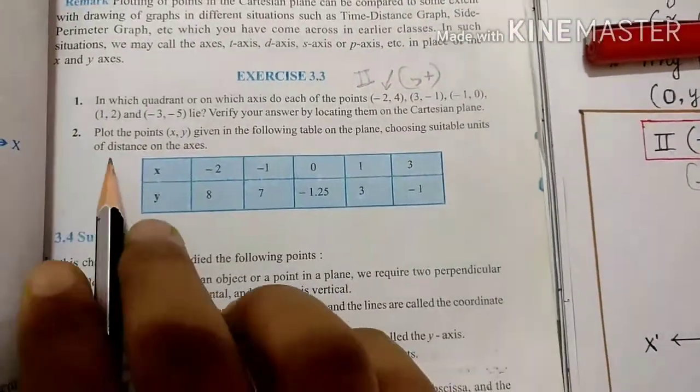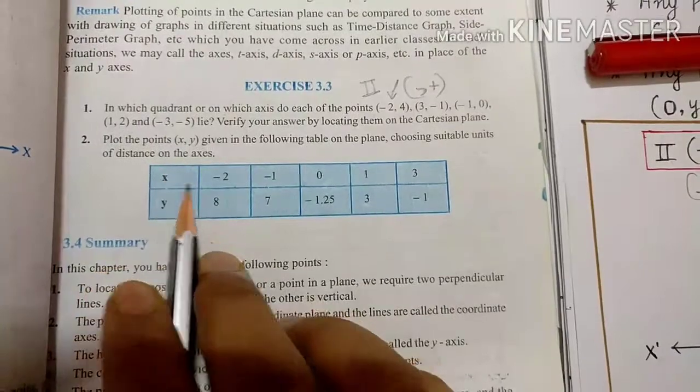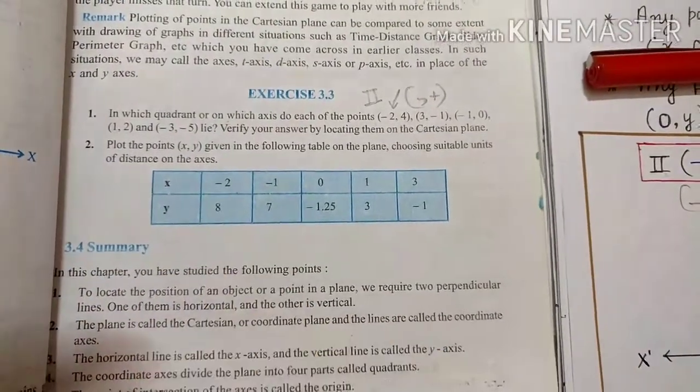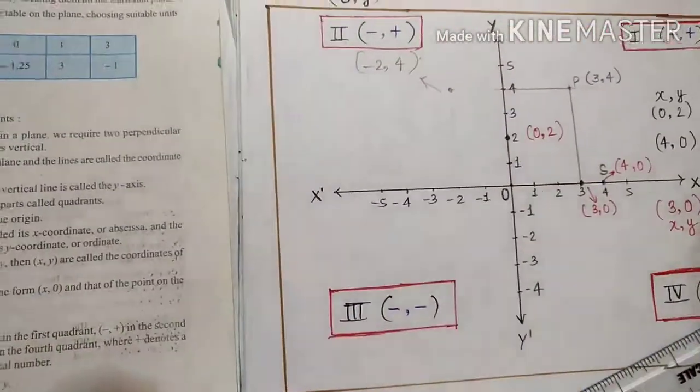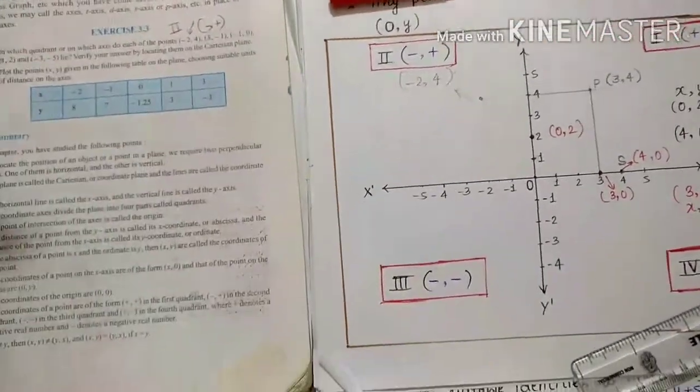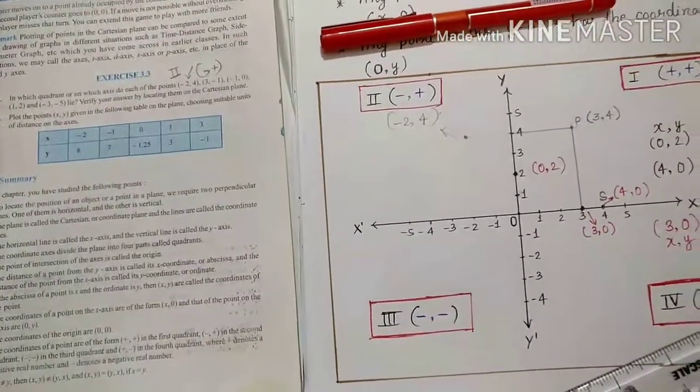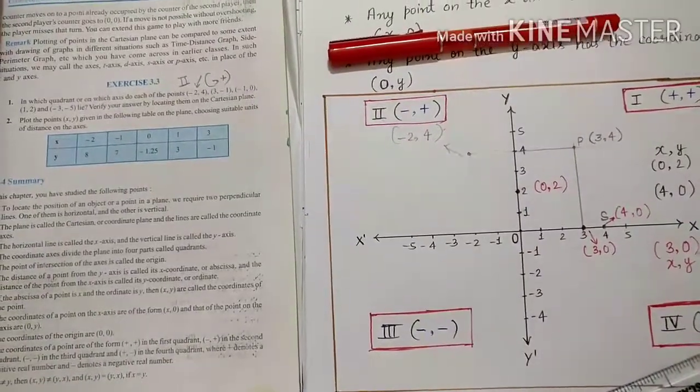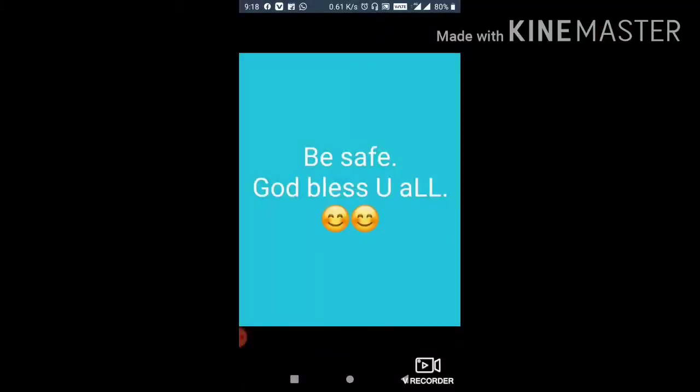Now you can solve these questions. Question number 2 also: plot the points. The points are given, minus 2 comma 8, so you will locate these points on graph paper which you will purchase, and then show me in homework. I hope it is clear to you. So just solve the questions carefully, which I will give you in the home assignment. Thank you. At last I want to say, be safe and God bless you all.